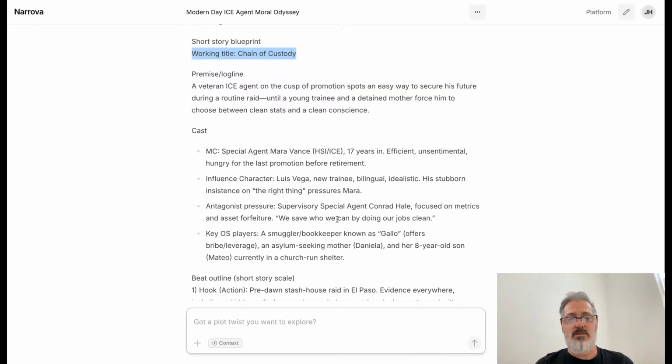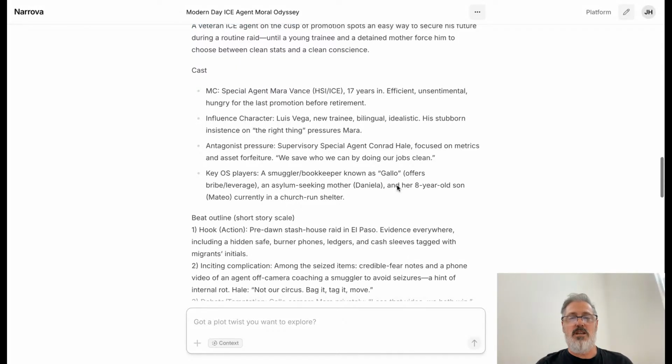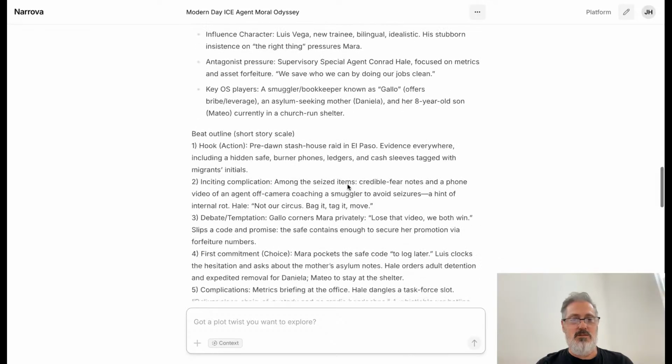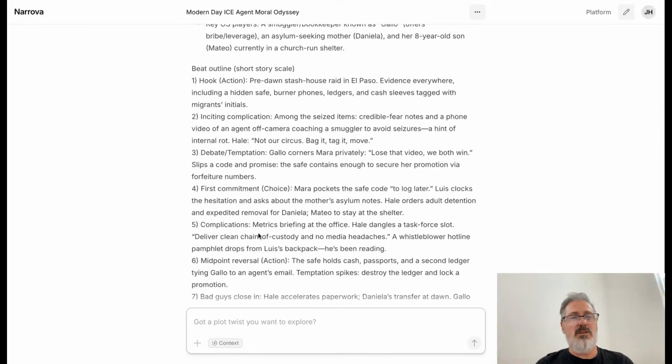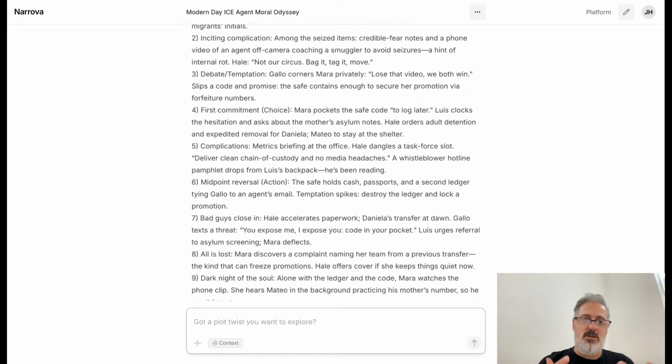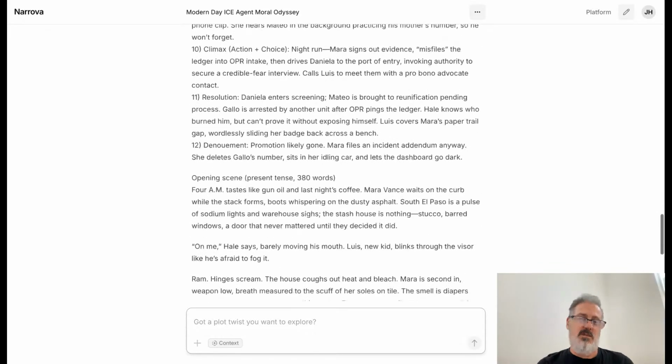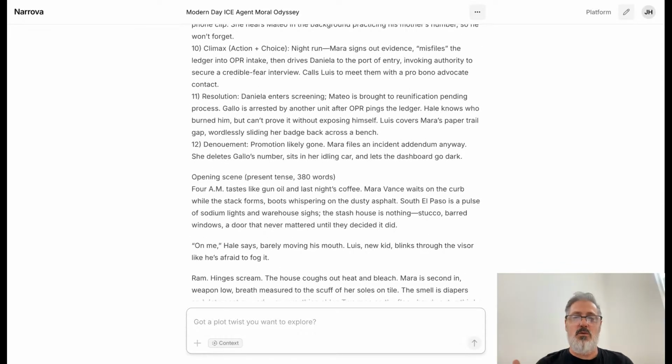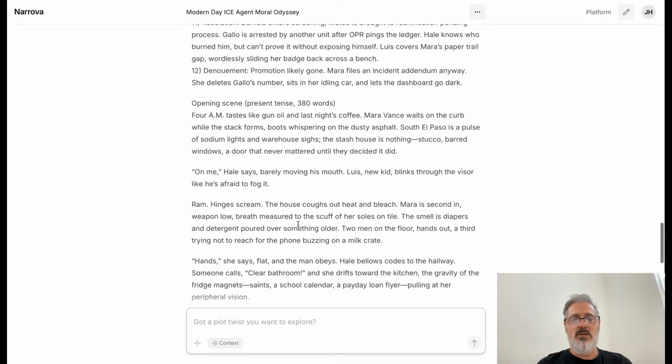Antagonistic pressure. Supervisory special agent Conrad Hale focuses on metrics and asset forfeiture. We save who we can by doing our jobs clean. And then there's some other objective story players. Goes through kind of like your basic storytelling short story stuff, but with the story form driving it. This probably has a little bit more of all four throughlines, but kind of collapsed down. Probably would end up being too long, although this says 380 words.